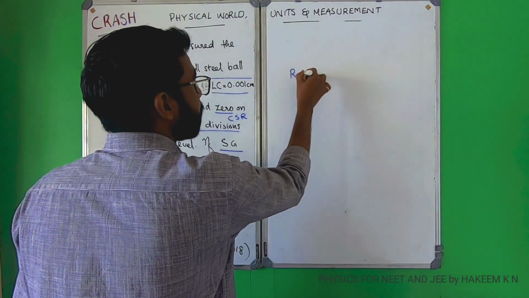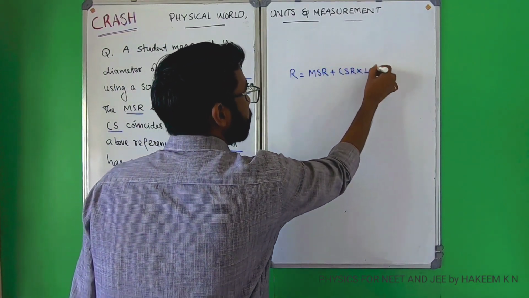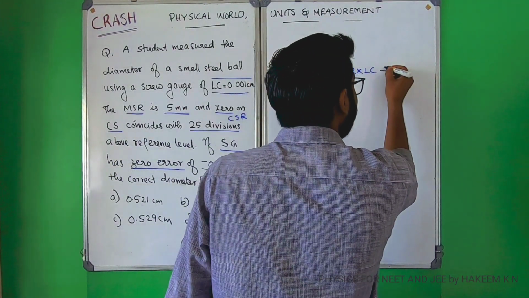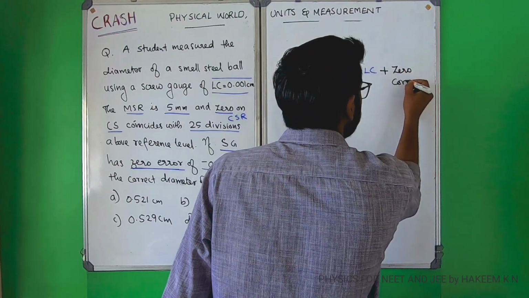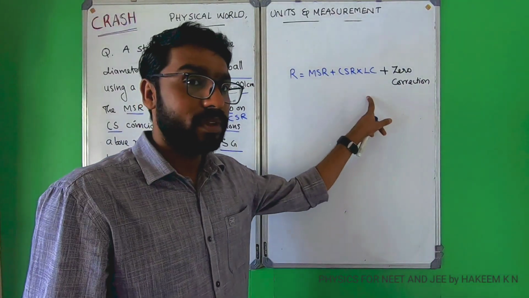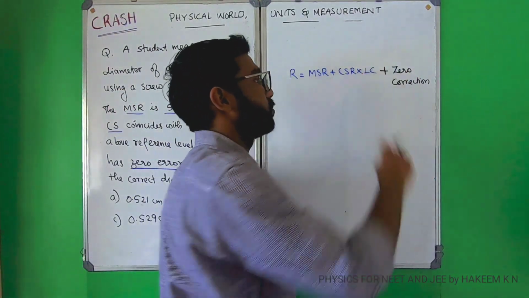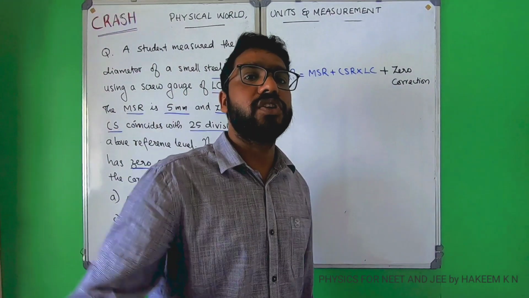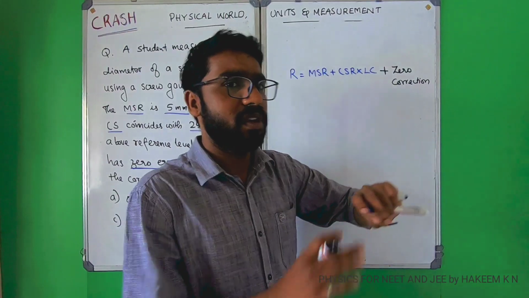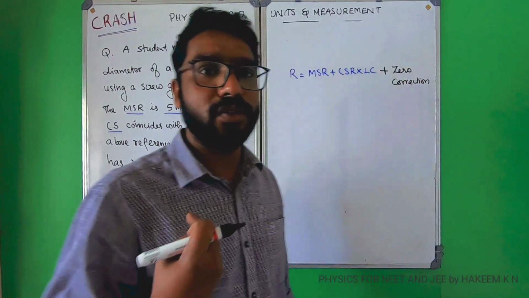Our equation is reading equal to main scale reading plus circular scale reading into least count, and here 0 error is given as negative, so we have to add that value. We will write 0 correction because we are correcting it. So listen here. If 0 error is negative, it should be added to the measurement, and if 0 error is positive, it should be subtracted from the measurement.